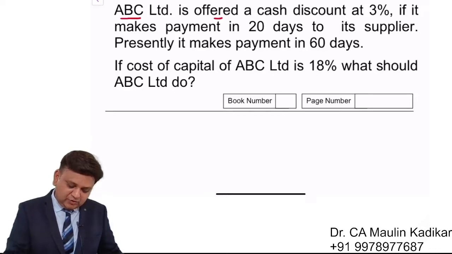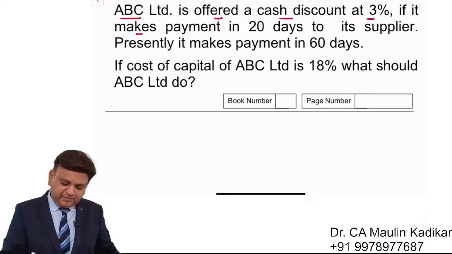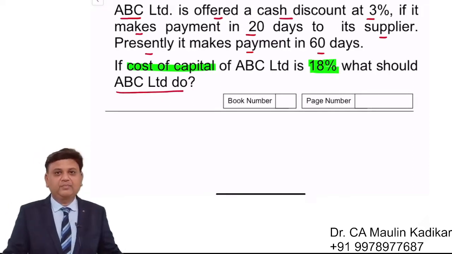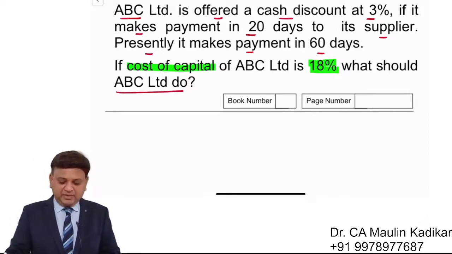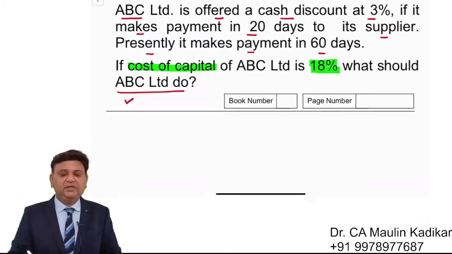ABC Limited is offered a cash discount at the rate of 3% if it makes payment in 20 days to its supplier. Presently, it makes payment in 60 days. If the cost of capital of the company is 18%, what should ABC Limited do? That is the question. Here we are required to take a decision for ABC Limited on whether it should take advantage of the cash discount or not.